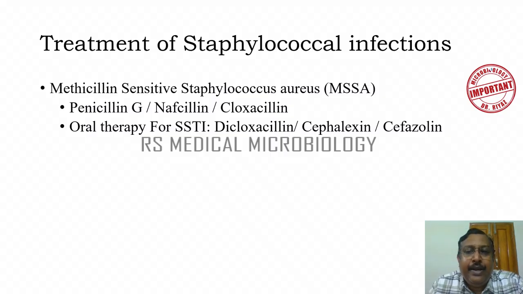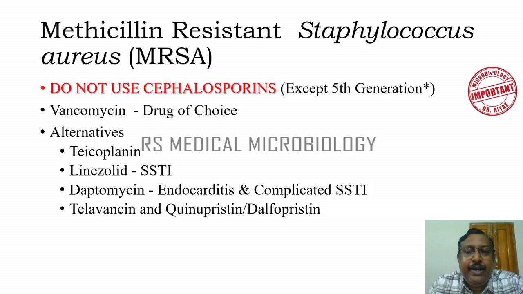The pattern completely changes when it comes to methicillin resistant Staphylococcus aureus or the MRSA, which is, as I told earlier, one of the most feared organisms. So here we do not use cephalosporins except in some cases 5th generation cephalosporins. The drug of choice here is vancomycin. You can use teicoplanin, or if it is a skin and soft tissue infection, you can consider linezolid.